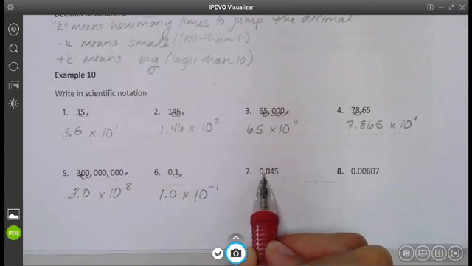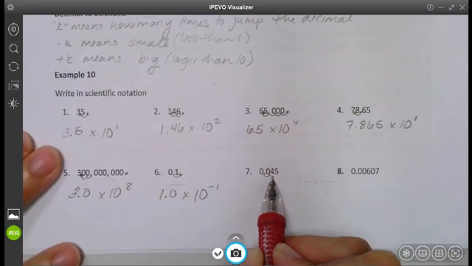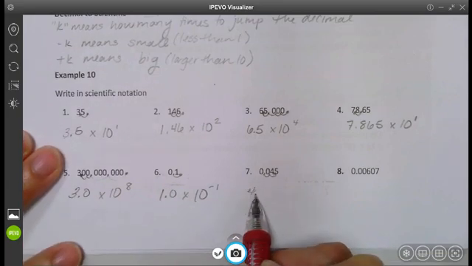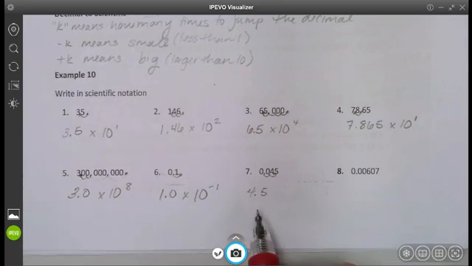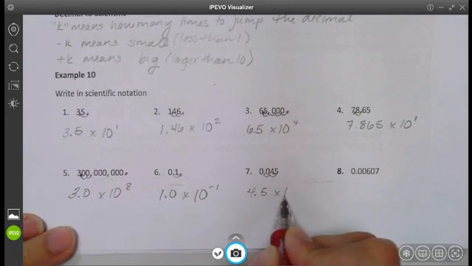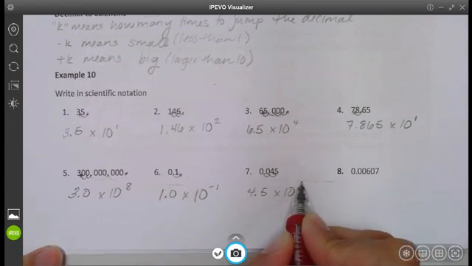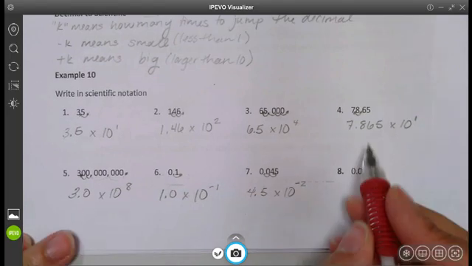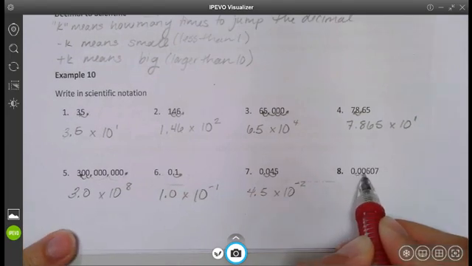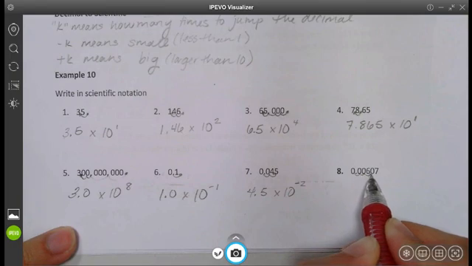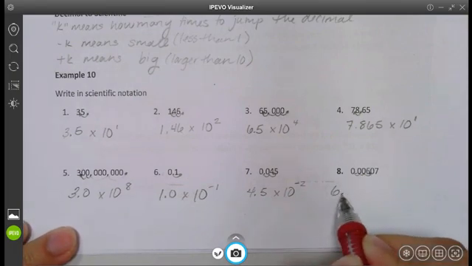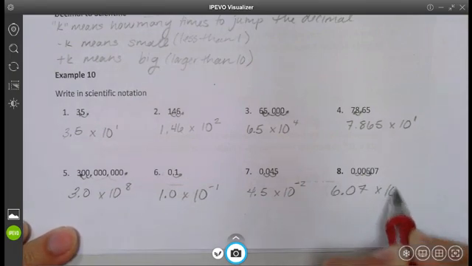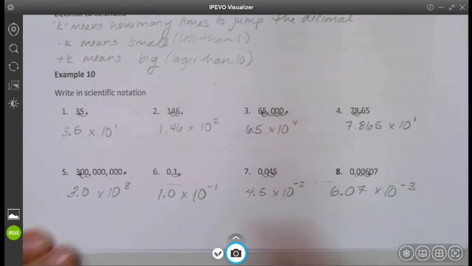Moving this guy here, again, it's a small number, so we know our exponent's going to be negative. We have to jump it once, twice to get between 4 and 5. So we have one digit in front of the decimal. Times 10, 2, because 2 jumps. Negative, because it was a small number. 1, 2, 3, 6.07 times 10 to the negative 3.